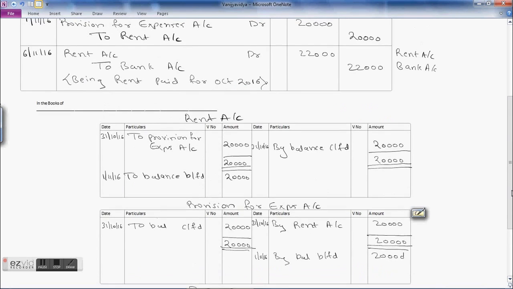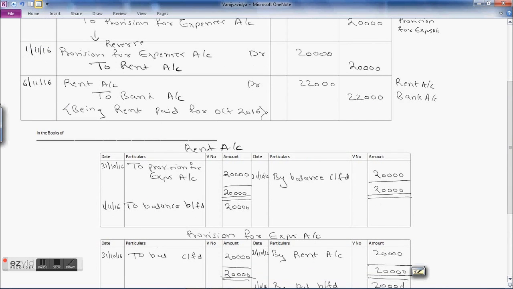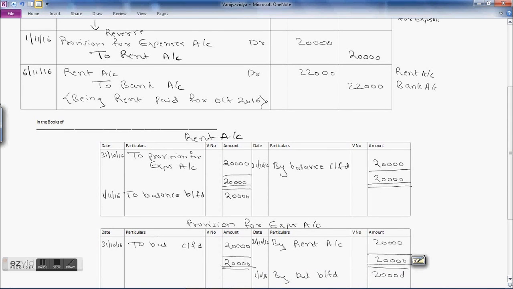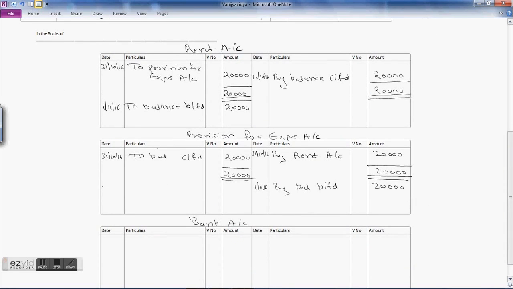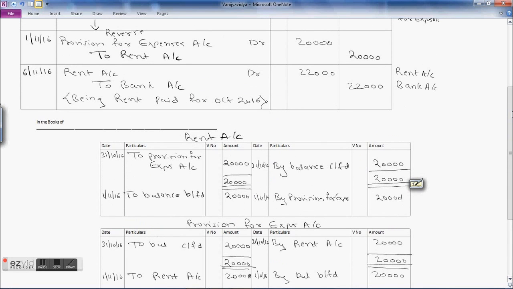Now the reversal entry, that is 1/11/2016, provision for expense account debit to rent account. So provision for expenses account will go to rent account 20,000. So here in rent account, on 1/11/2016 by provision for expenses account, amount is 20,000.